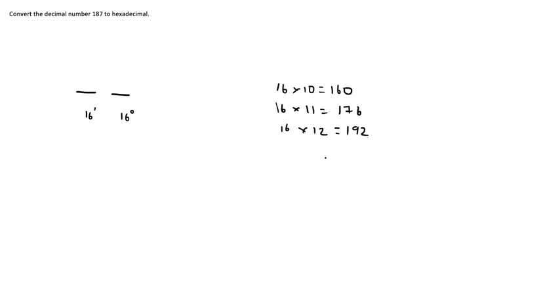And we can keep going here, but I can stop here because this number, the 176, is smaller than 187, but the next number above it is 192, and 187 is smaller than that. So I know that 16 times 11 is 176. So then what number is remaining? Well, 187 minus 176 is 11.